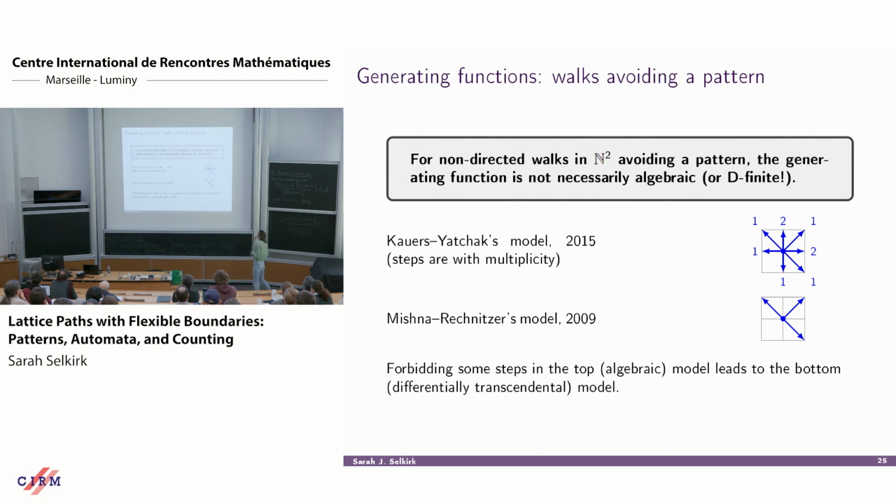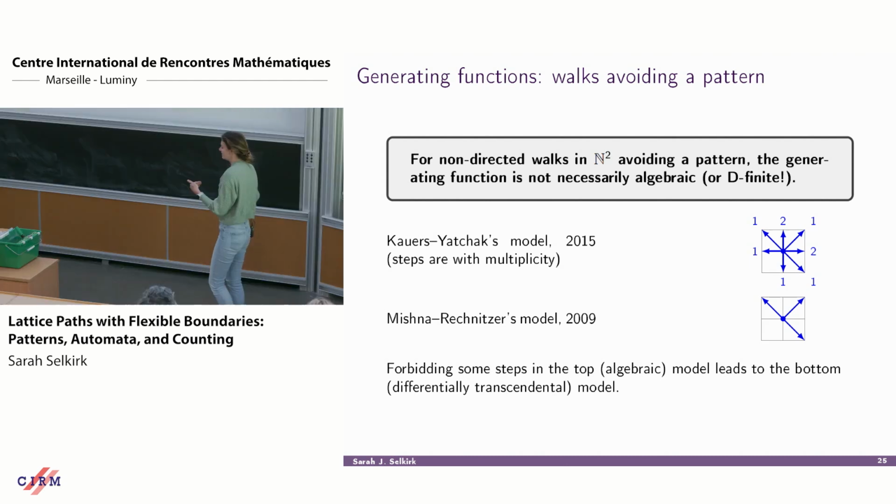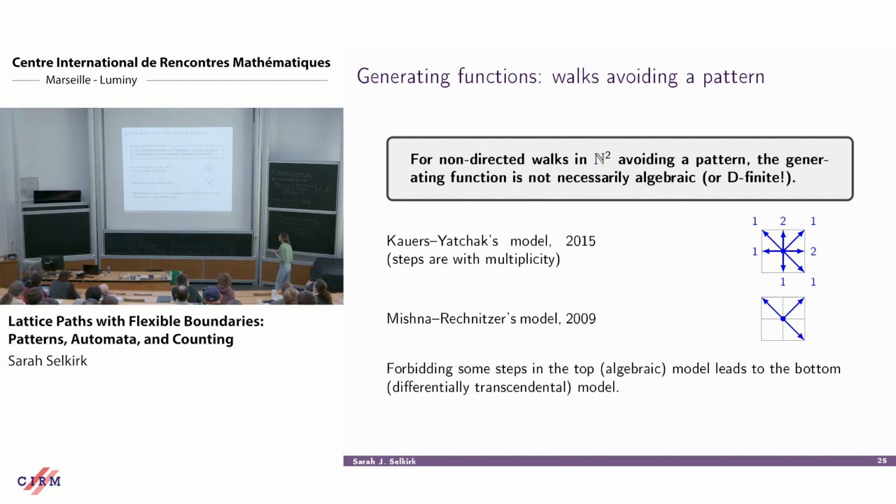So there's an example. We have a model. Here we have multiplicities on our steps indicated by the numbers, but this model over here is algebraic. And if we avoid some steps in it, so technically just avoiding one step is avoiding a pattern, although maybe it would be interesting to see if avoiding longer patterns only, so greater than or equal to 2, whether bad things also happen, probably. We can get a model which is differentially transcendental. So yes, it does get worse: avoiding patterns in algebraic models gives algebraic or D-finite, or even D-algebraic.